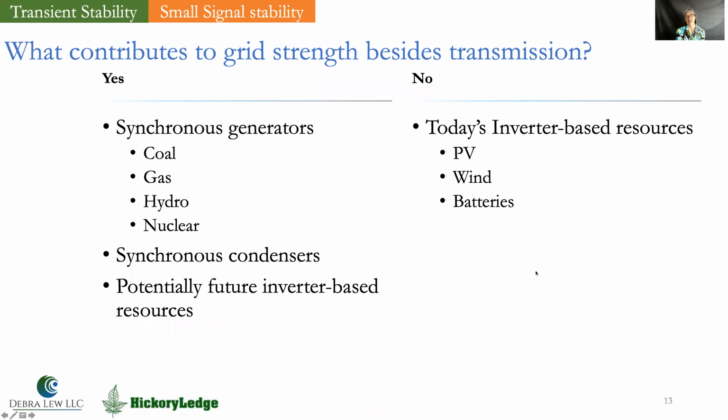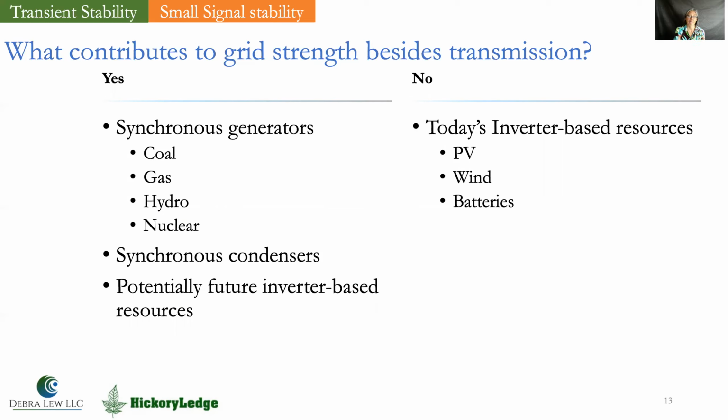All right, so grid strength is kind of like what we discussed in the last tutorial: there's an electromagnetic flux that synchronizes and locks together all the synchronous generators on the grid, right? It's one big machine. And it's that synchronizing torque that is grid strength.